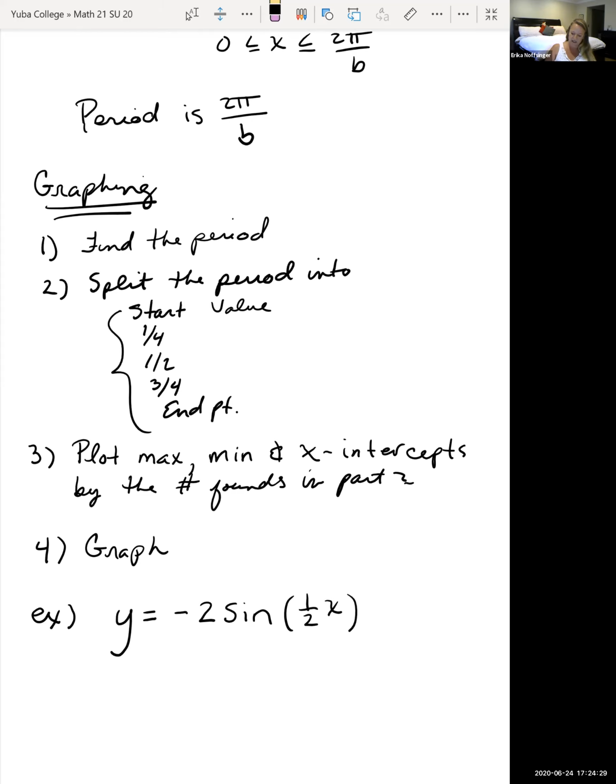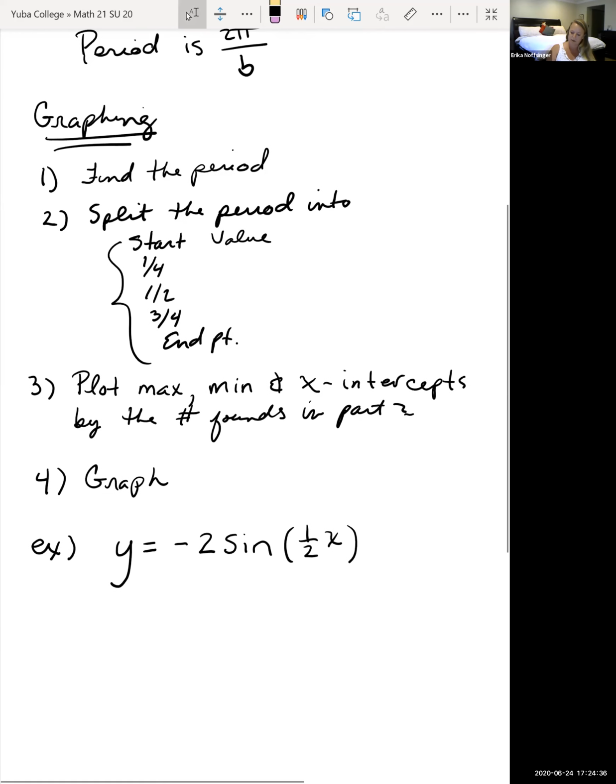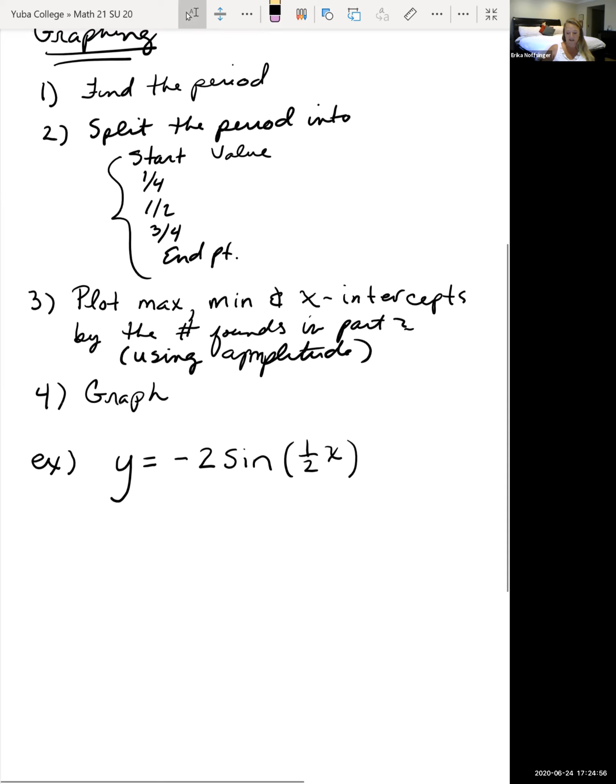Oops. Probably in here I should have put in determine the amplitude, because max and mins are based off of the amplitude. So maybe on part 3, using the amplitude. Okay, so what affects the period is what is called the argument, that 1/2 x. And we want to sandwich that in between our 0 and 2 pi.